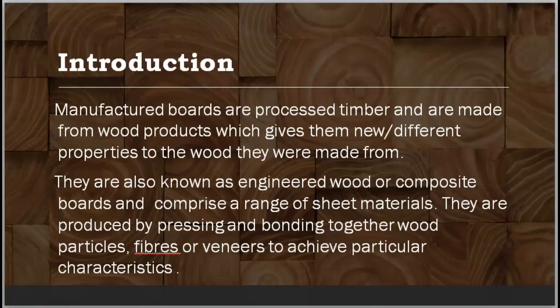Introduction. Manufactured boards are processed timber and are made from wood products which gives them new or different properties to the wood they were made from. They are also known as engineered wood or composite boards and comprise a range of sheet materials. They are produced by pressing and bonding together wood particles, fibers, or veneers to achieve particular characteristics.